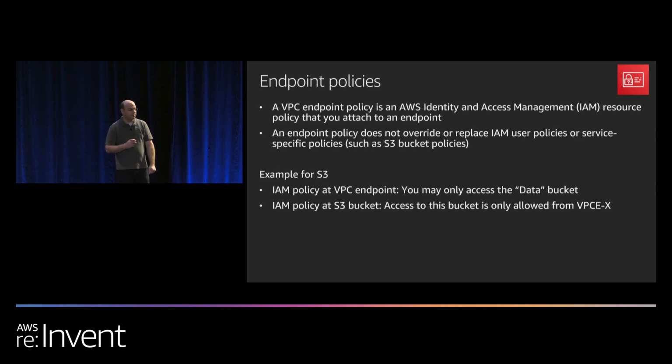Last point about endpoints. Endpoints support something called endpoint policies, which is an identity and access management resource policy. It allows you to do things like, for example, traffic coming through this VPC endpoint to S3 can only pass provided it is going to the data bucket. That's one example of using an endpoint policy. But VPC endpoints can also be referenced in other resource policies. So for example, in S3 on my bucket policy, I could say traffic is only allowed to this bucket provided that it comes from this specific VPC endpoint.